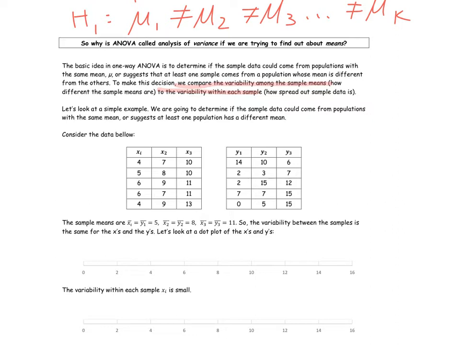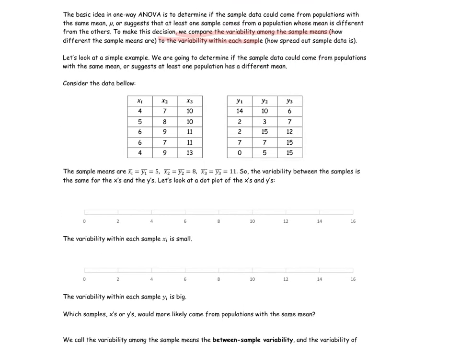So we are going to look at that example. We're going to take a simple example and determine if the sample data could come from populations with the same mean or suggest that at least one population has a different mean. Consider the data below. We're going to consider these two separate hypothesis tests. The X's are going to be one ANOVA, and the Y's are totally unrelated to the X's, and that's going to be another hypothesis test. So we're looking at two hypothesis tests, and this is what we're going to get from our lesson.